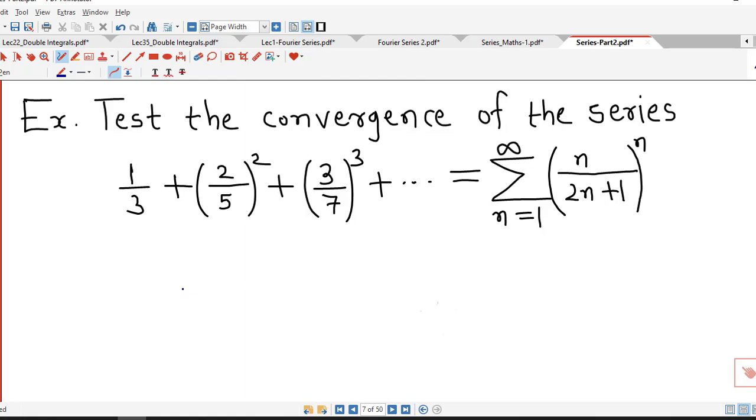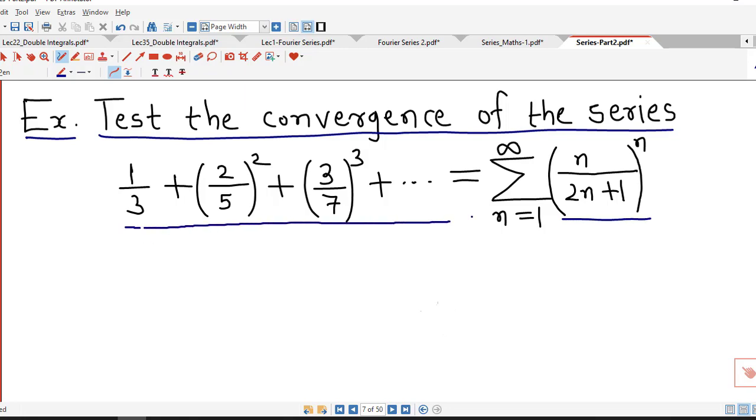So we consider some examples to understand root test. Here we are asked to test the convergence of the series 1 by 3 plus square of 2 by 5 plus cube of 3 by 7 and so on. We can check: if we consider n equal to 1, we have 1 divided by 2 plus 1, that is 1 by 3 raised to 1. If n is 2, we have 2 divided by 2 into 2, that is 4 plus 1, which is 5. For n equal to 3, we obtain 3 by 7.